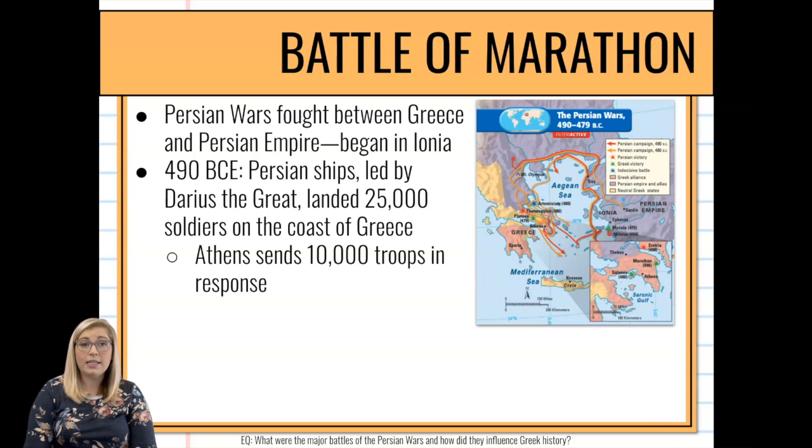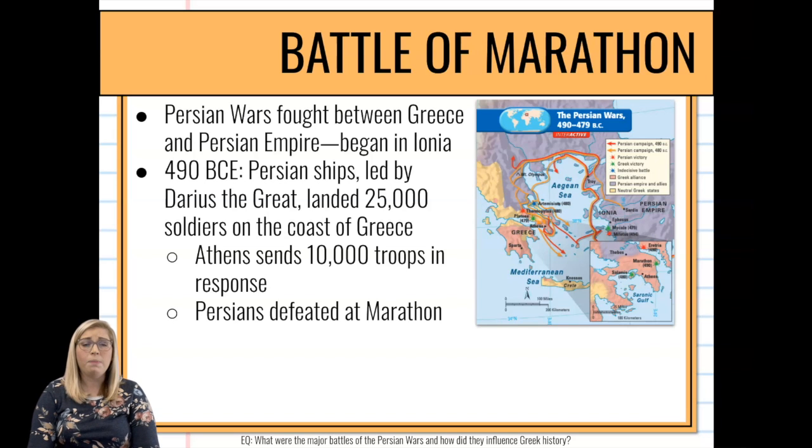So the city-states of Greece had to band together, and that's going to be a theme that we see in the Persian Wars. Remember, we talked before with our city-states that a lot of them were just kind of isolated. They didn't really work together. This is going to be one of the first times they all have to come together to fight off somebody else. So Athens sends 10,000 troops in response, and they are ultimately able to defeat the Persians at the city of Marathon.